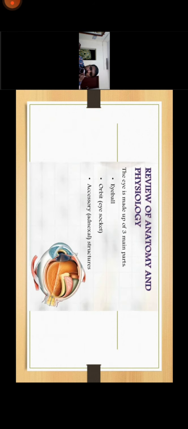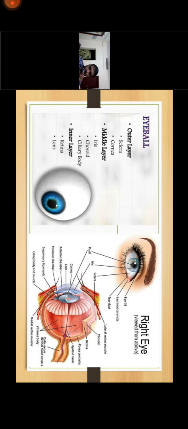Okay, before going to the refractive errors, we should keep in mind the basic anatomy that we all know: the eyeball, then the orbit. Orbit means the pyramidal bony cavity in the skull in which the eyeball is located. Then coming to the accessory structures. The outer layer, otherwise called the fibrous layer, gives the structure to the eyeball. That is the sclera, and the anterior part of the sclera is the cornea.